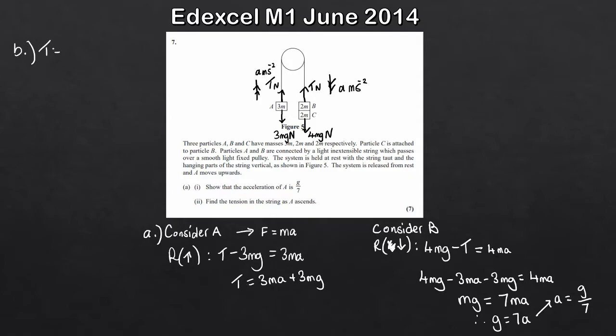So T is equal to 3ma, but remember a is g over 7, so that's 3mg over 7 plus 3mg. Okay, so this would be 3mg over 7. If you get this in over 7 as well, just add them together, we get the tension T is 24 over 7 mg newtons in that case. Okay, so 7 marks that question.